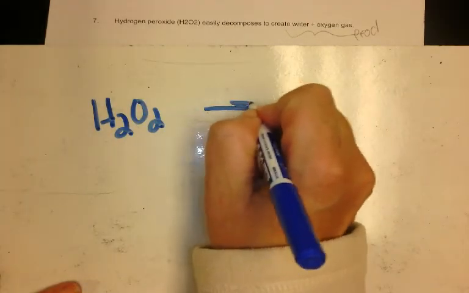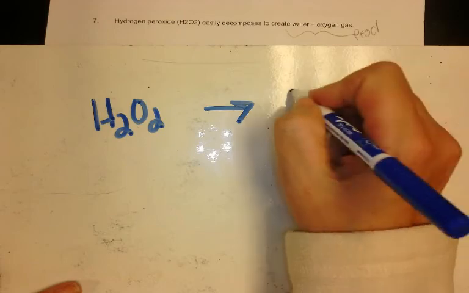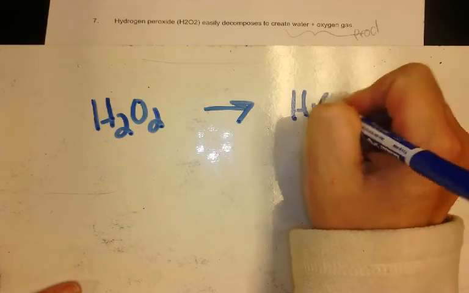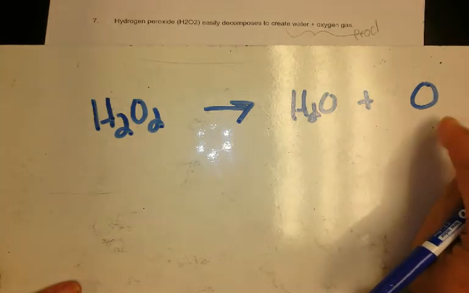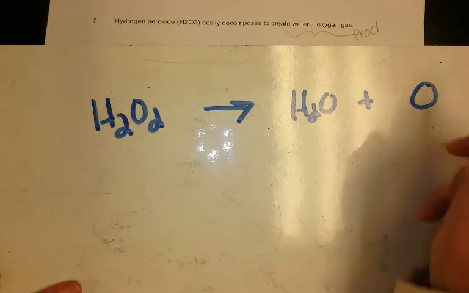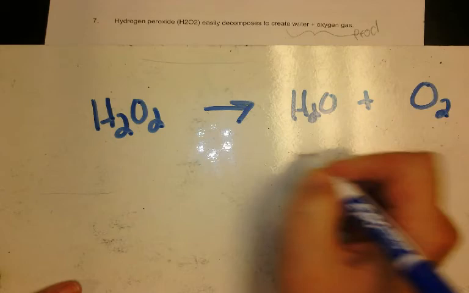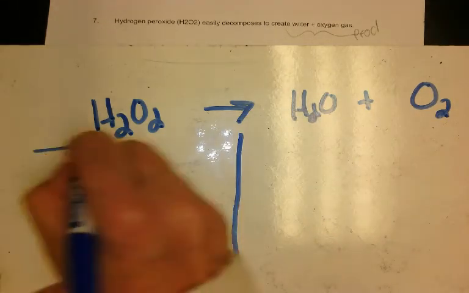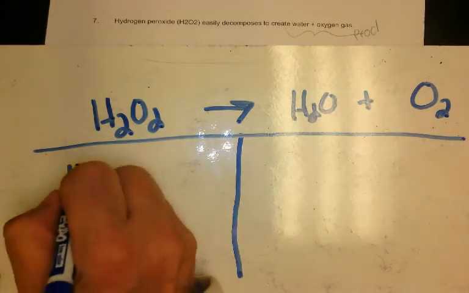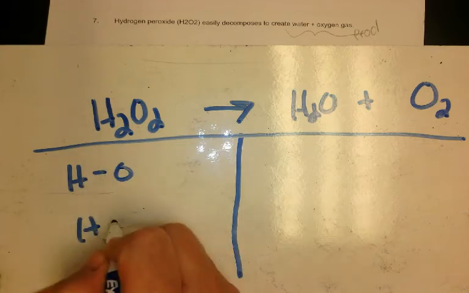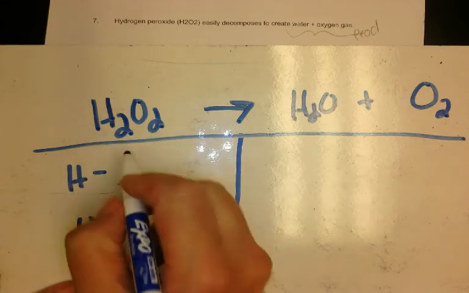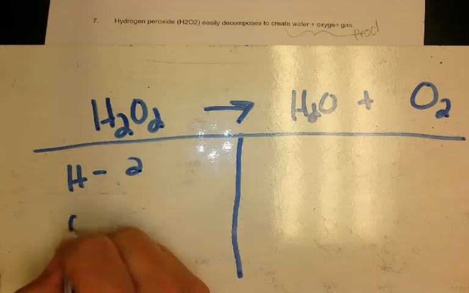So hydrogen peroxide, H2O2, decomposes to form water plus oxygen gas. This is alone. I have to check for my Brinkelhoff. It is a Brinkelhoff. A 2 goes there. Okay, so now if we were to do the inventory method, which some of you guys might do because this might take a second.